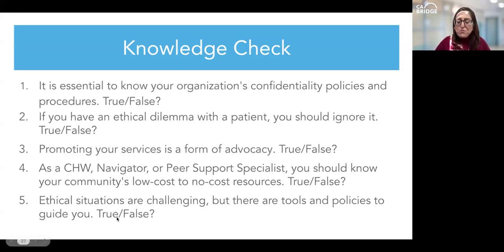As a CHW navigator or peer support specialist, you should know your community's low cost to no cost resources. What do you guys think about that one? Of course, it's true. That's advocacy. You're giving people options and choices. And ethical situations are challenging, but there are tools and policies to guide you. As you heard, all of these navigators asked for help, whether from their peers, their supervisors, the organization, or outside community organizations. We all need support, tools, and help. So don't ever hesitate. As Erika reached out to LaToya, please reach out to us.